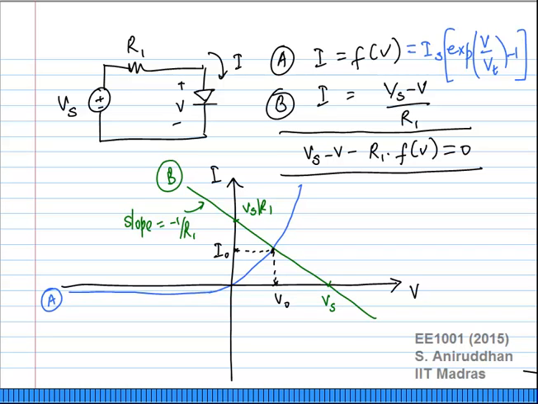Now suppose I told you that Vs is no longer Vs but some Vs prime, and I'll write it as some Vs plus delta V. Vs has now changed. Okay, how would I find out the new solution?